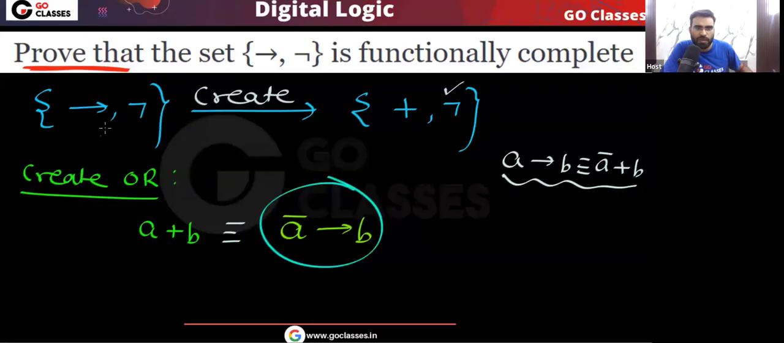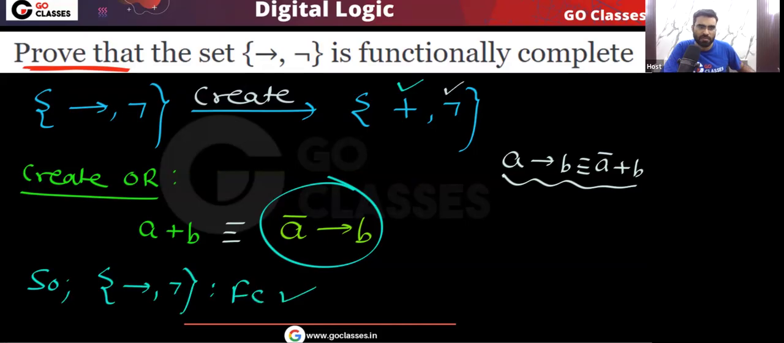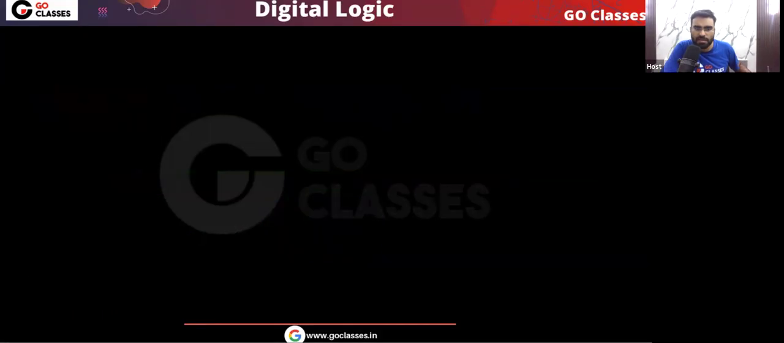So with the help of implication comma not, I can create the OR operation. If you give me these two operations, I can create OR. The NOT operation is already there. So can I say this is functionally complete? Yes, this is functionally complete. Is this clear? Please tell me. So we can say that this implication comma negation is functionally complete. Is this clear?